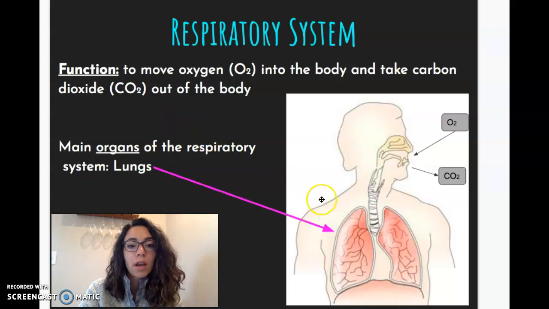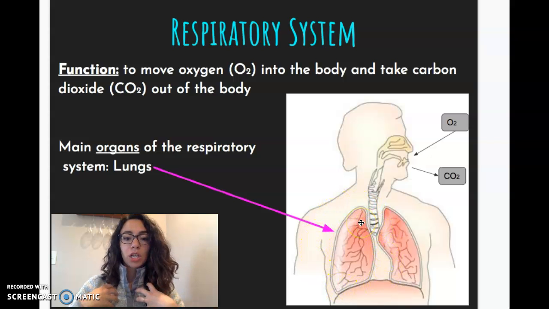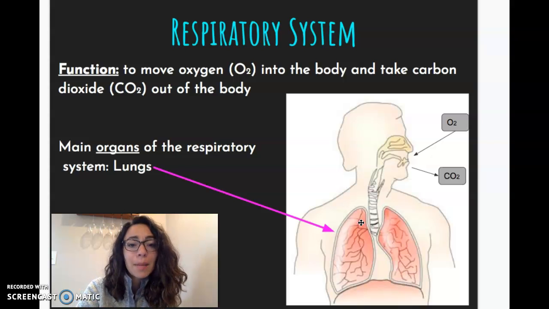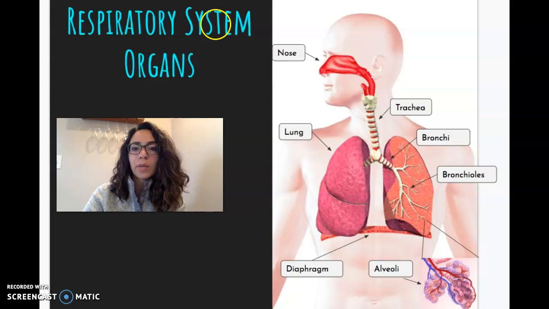The main organ of the respiratory system is the lungs, which you can see here in the middle of the chest. Pulmones or pulmão. I'm not sure how to say it in Pashto, but pulmonary, anything with P-U-L means lungs. Okay, now we can see here some more organs of the body for the respiratory system.